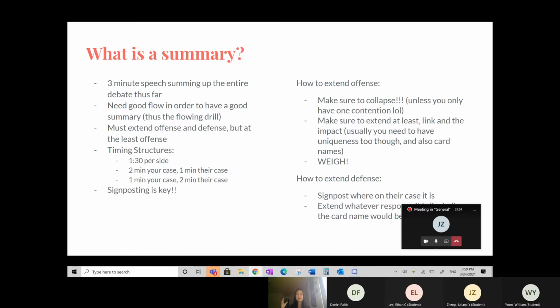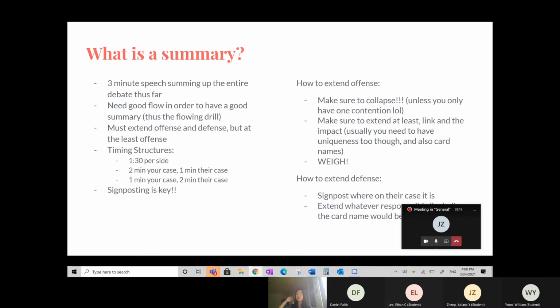In a summary, you must extend offense and defense, right? You want to extend reasons for the judge to vote for you, but you also want to extend reasons why your opponents don't win their argument. But at the very least, offense. Even if you don't extend defense, the most important thing to spend time on is giving your judge reason to vote for you.